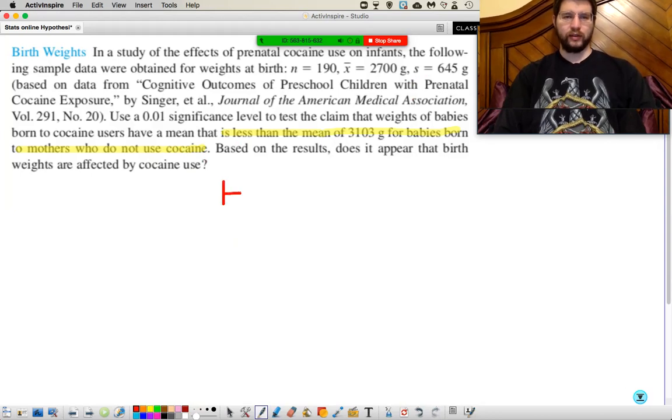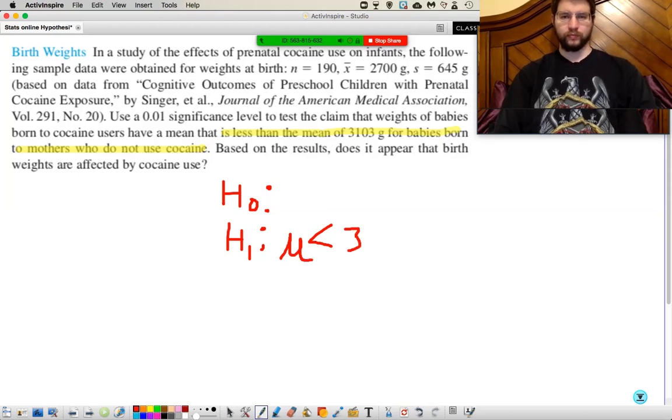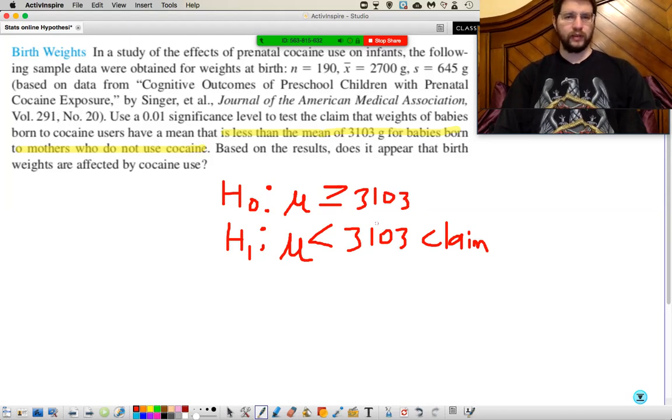Well, start with your hypotheses. Less than. That's going right there in the alternative. That's my claim. Greater than or equal to. That's my null. This is going to be a left tail test based on the alternative. It gives us the info.